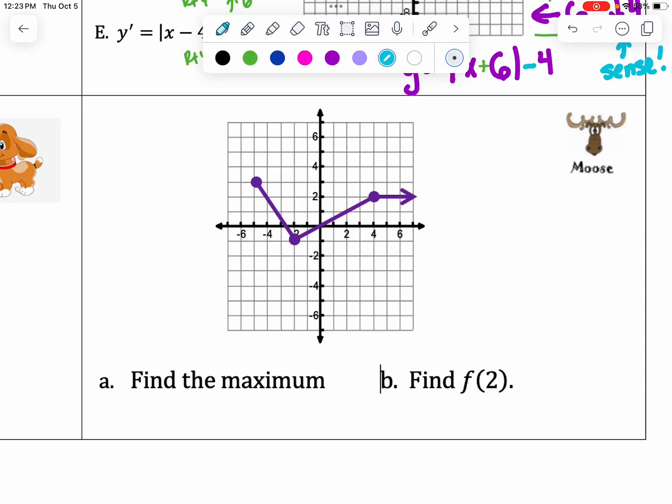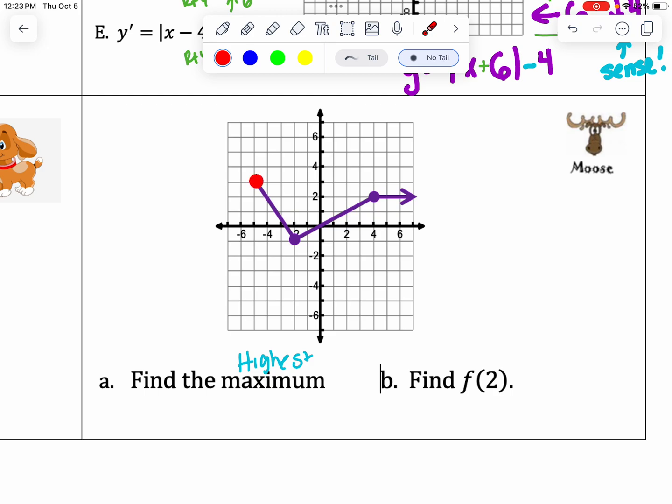All right, we've got the moose problem. We're going to find the maximum. Maximum means highest. So all I'm going to do is go to the picture and see if I can find the highest point in the picture. And when I say the picture, I literally mean just this purple line here. It's not just a line, it's a bunch of lines, right? So the maximum, the highest point here, is right here.